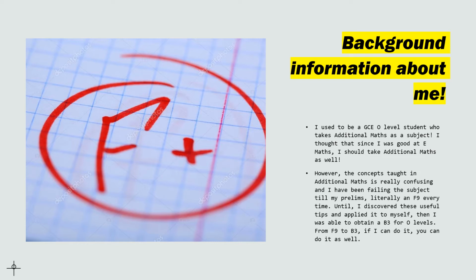Until I actually discovered these useful and effective golden tips that I came up with myself. After I applied all these tips to the way I revised for this subject, I was able to obtain a B3, jumping 6 grades for my O-levels. So if I can improve 6 grades and create a miracle using these golden tips, I believe that you can do it as well.